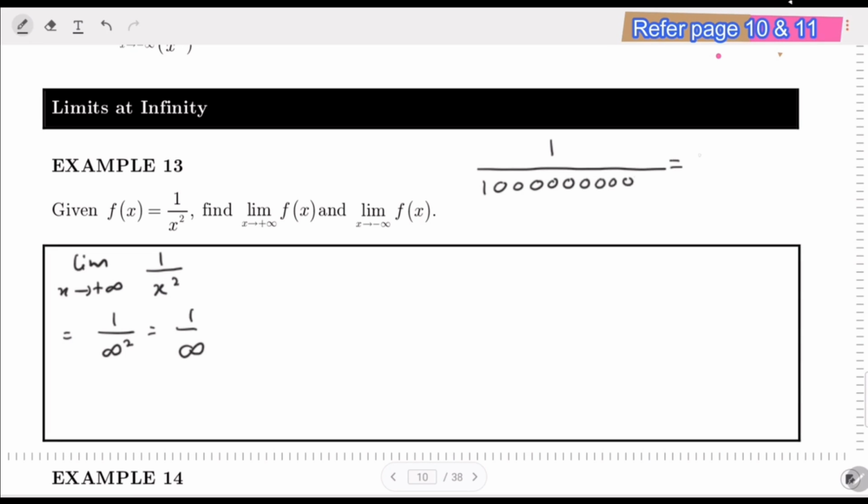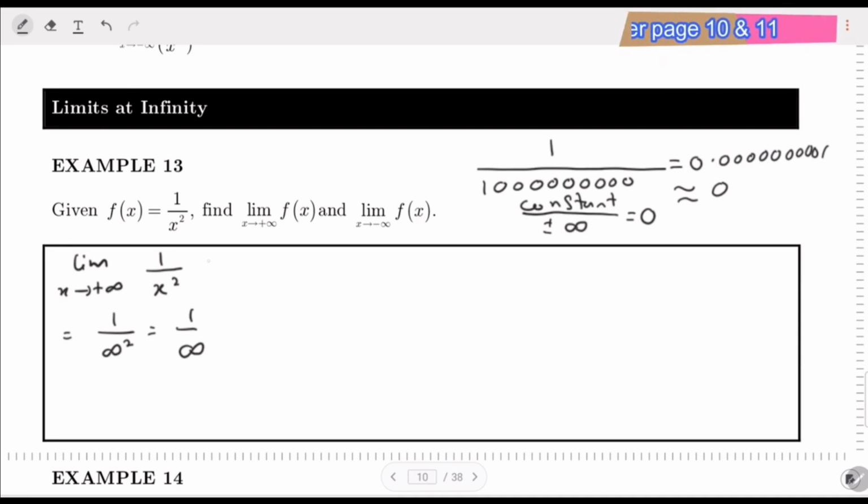We're going to get the value of 0.00000000001. So it's going to be very close to 0. So we could say that if we have any constant and we divide it by infinity or negative infinity, we're going to get the value of 0. So in this case, since we end up with 1 over infinity, 1 over infinity will be equal to 0. But don't show this working during your exam, because it's not proper to substitute x equal to infinity.